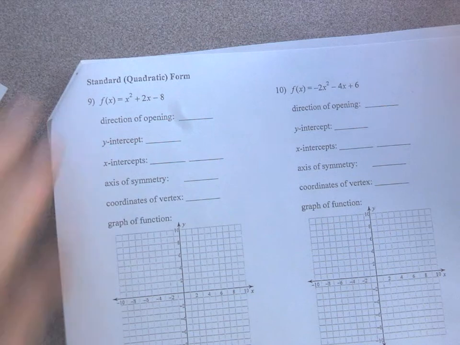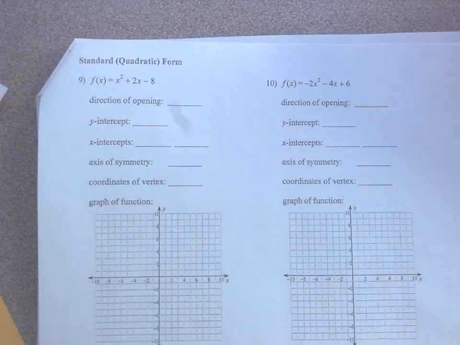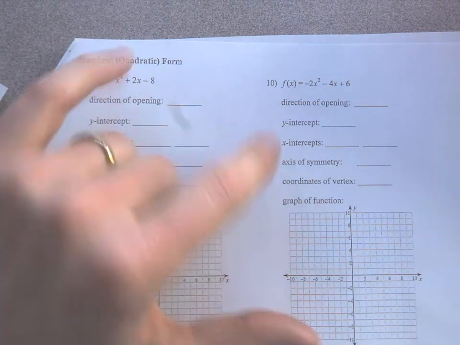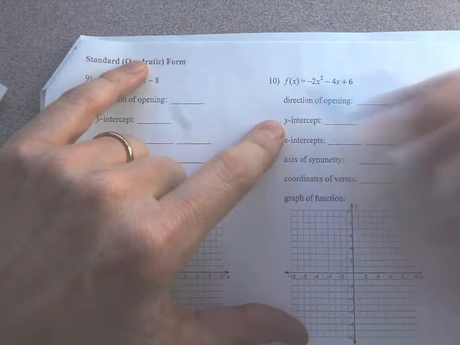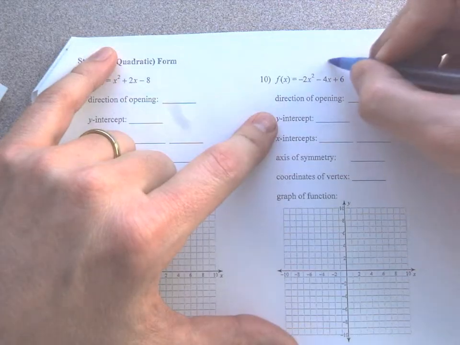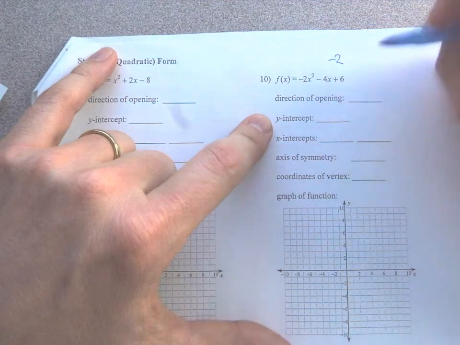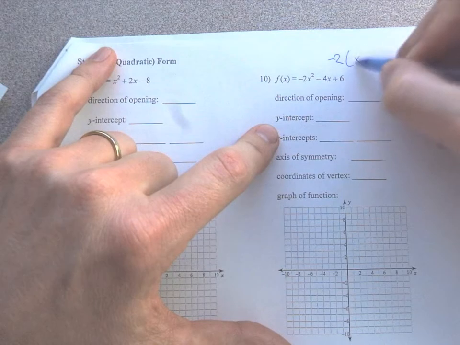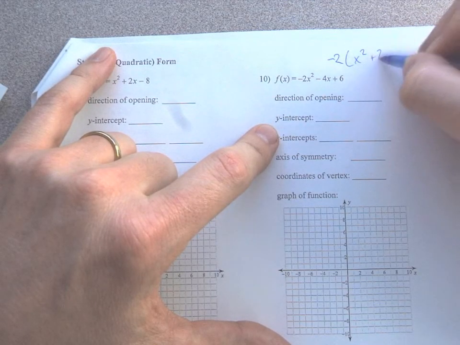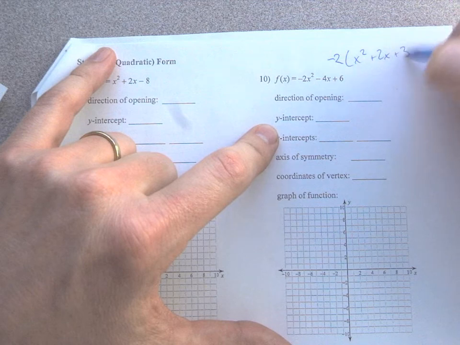Okay, now these guys are in what we call standard form. So the first thing we need to think about here is, what is the factored form, or can we factor it? Let's look at number 10 because that one's a little harder. So I would start by looking for the greatest common factor. In this case, that would be negative 2. Factor that out, and I get x squared plus 2x plus 3.